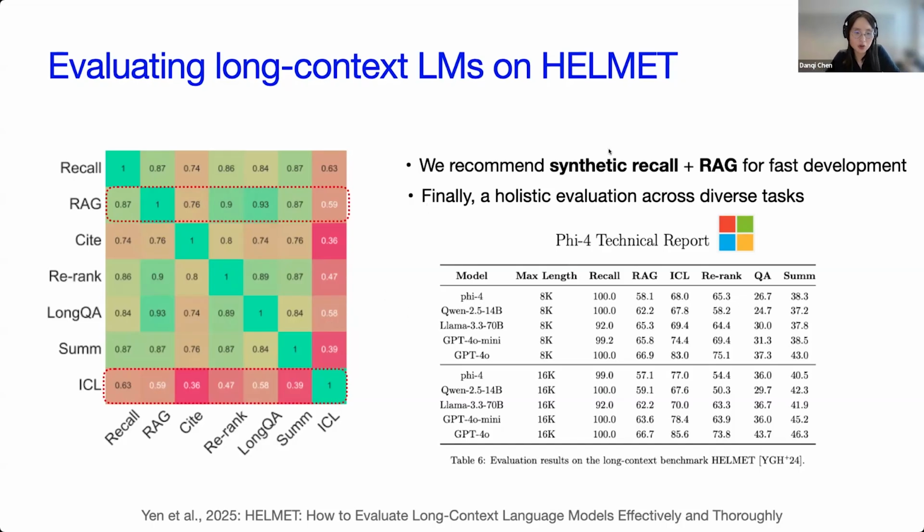So in the paper, we conclude that if developers want fast development, we recommend using synthetic recall and RAG for the first rounds of iteration. And we believe that all these different categories or tasks represent very different long-context capabilities, so we advocate for a holistic evaluation across diverse tasks. This is what I want to tell you about the HELMET evaluation. We're pretty happy that our HELMET tasks and categories have already been picked up by industry, especially the Microsoft Phi-4 model, which has already used HELMET in its long-context evaluation.